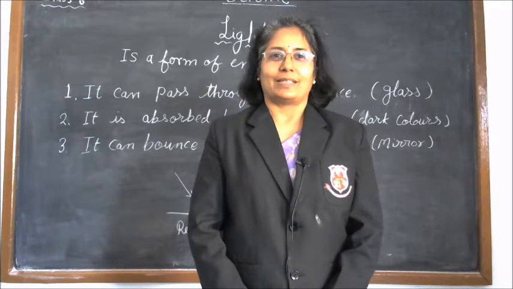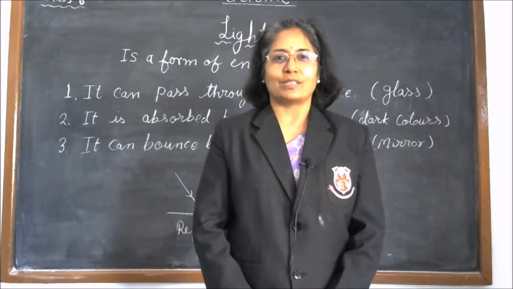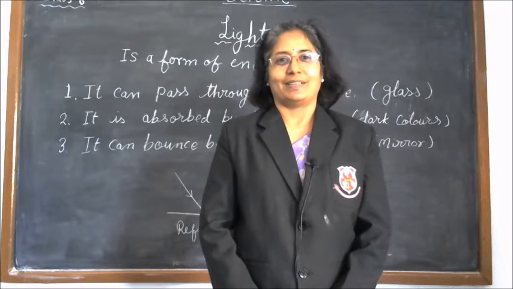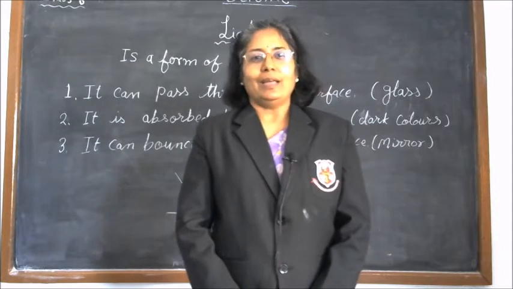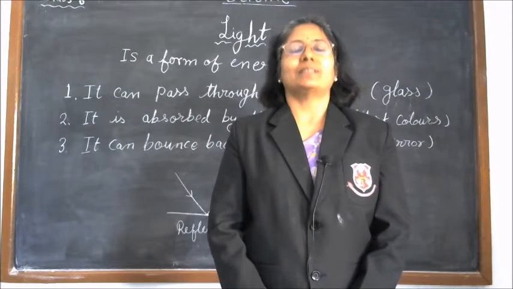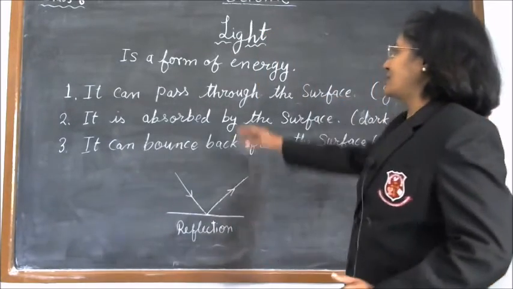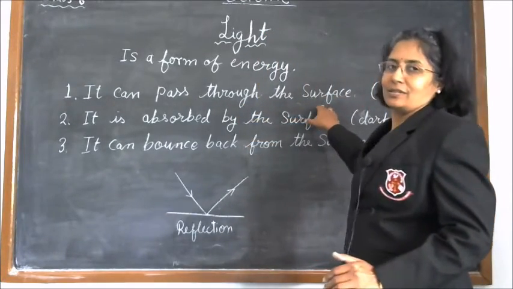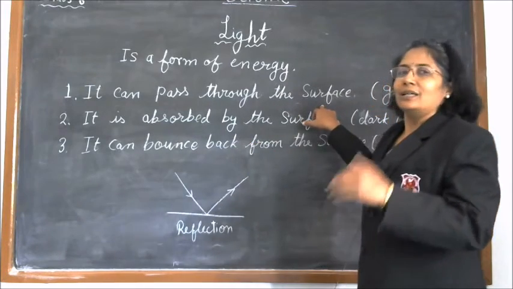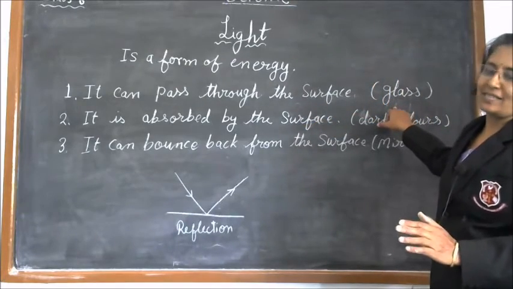More about light. Light is a form of energy that enables us to see the different objects and this beautiful world. When a ray of light falls on an object or a surface, there are three possibilities. First, it can pass through the surface. The light can pass through them, so we can see through the object, as you can see from the glass.